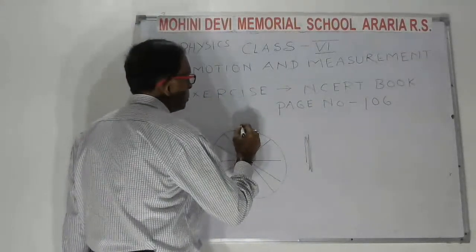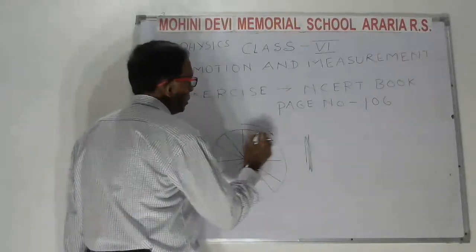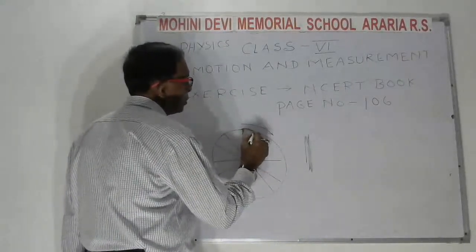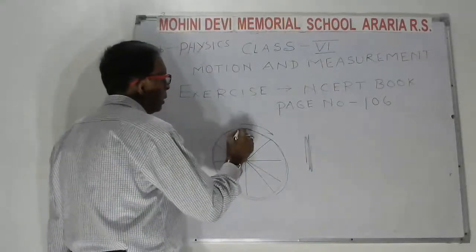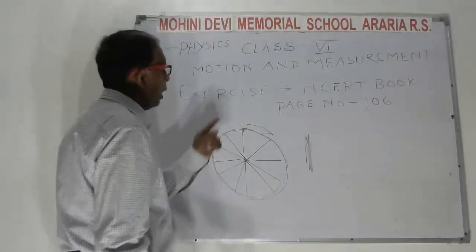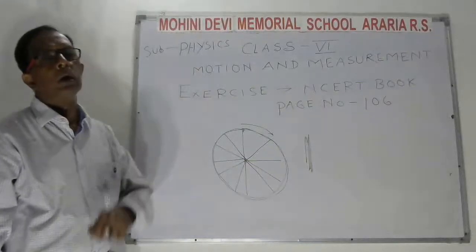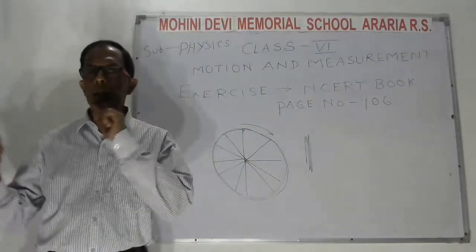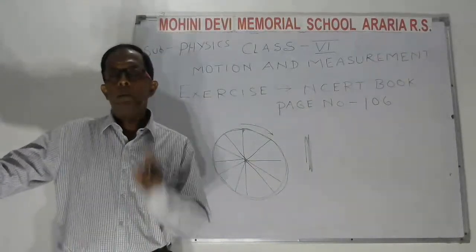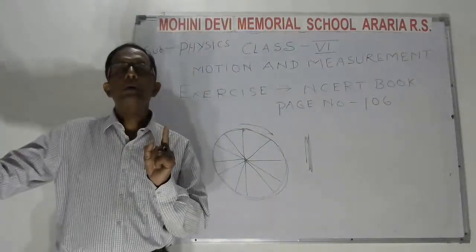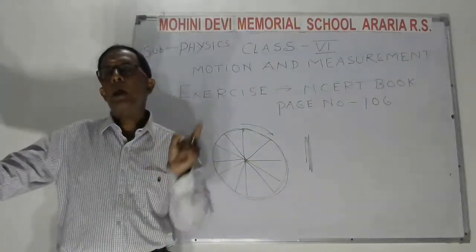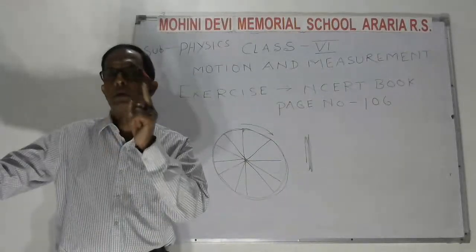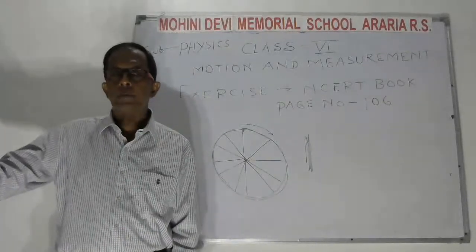If the cycle moves in this direction, then this spoke comes here and completes one rotation and comes again to its original position. And the definition of the periodic motion is a motion in which the object repeats itself after an interval of time is called periodic motion.